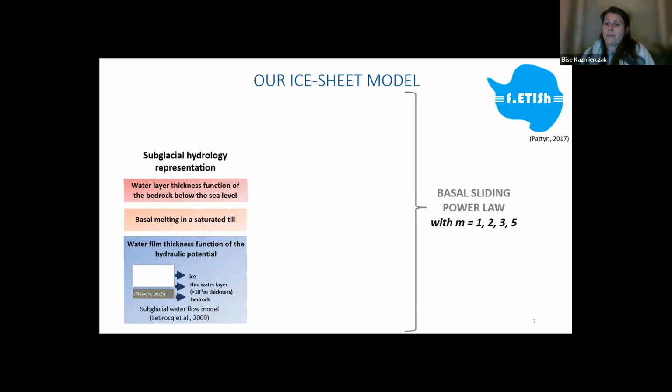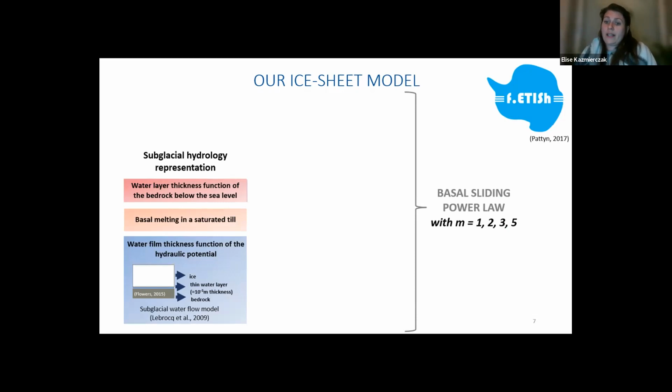For our research on the influence of subglacial hydrology on basal sliding, we use a numerical model to simulate the Antarctic ice sheet behavior on different spatial and temporal scales. For our investigation, we try to link different representations of subglacial hydrology with basal sliding laws. When I say sliding laws, it's the Budd sliding law, but with different exponents. Our research focused on Antarctica as a whole.